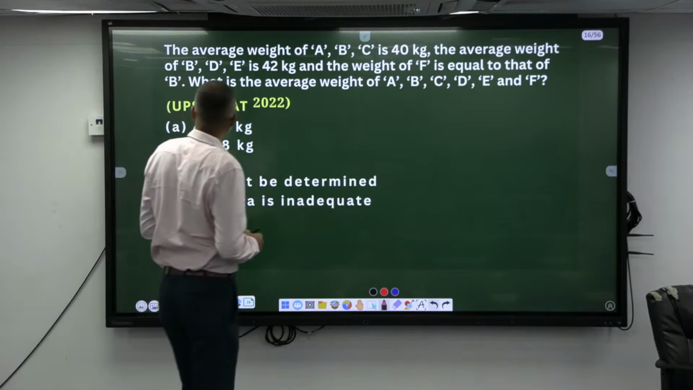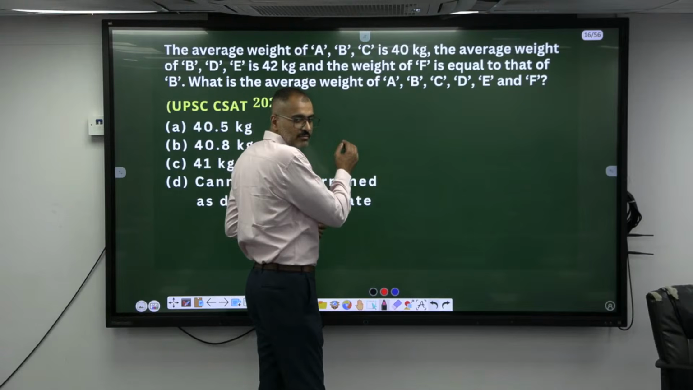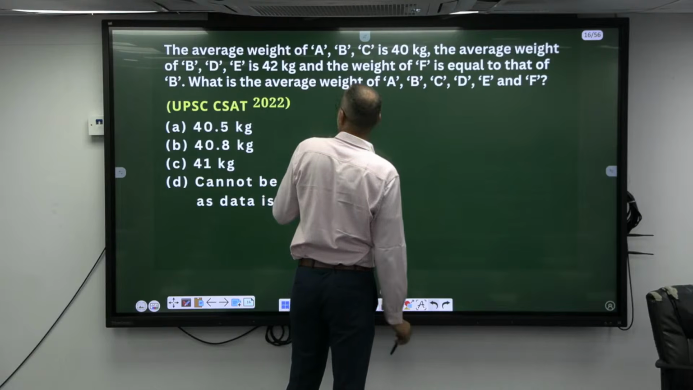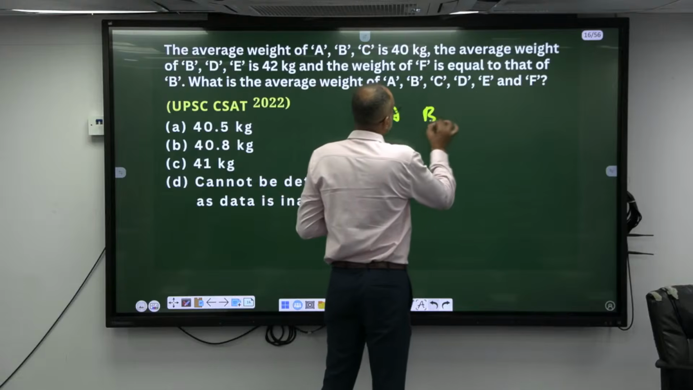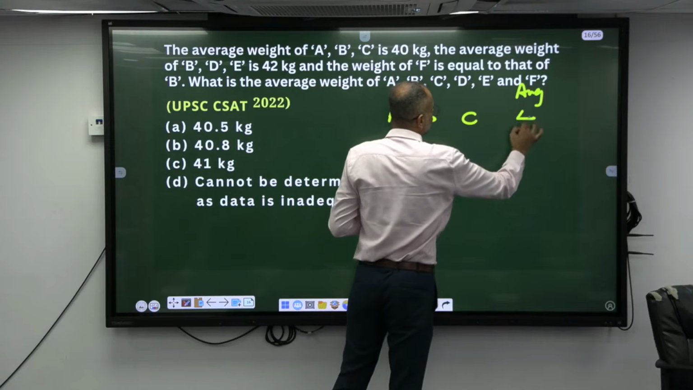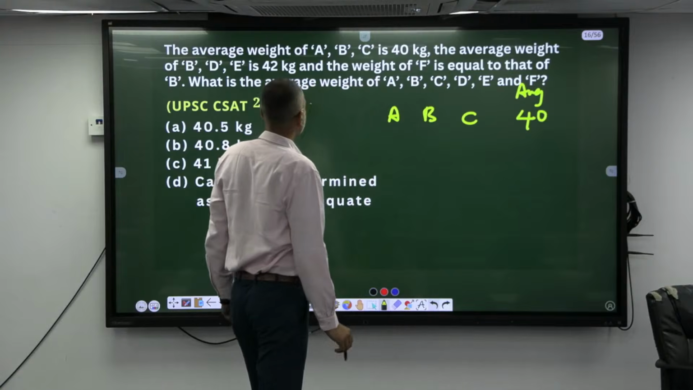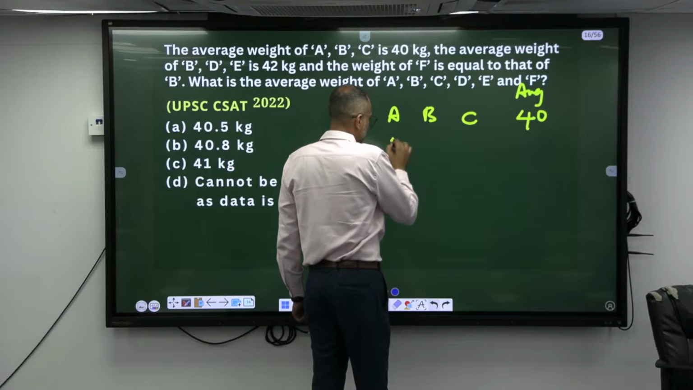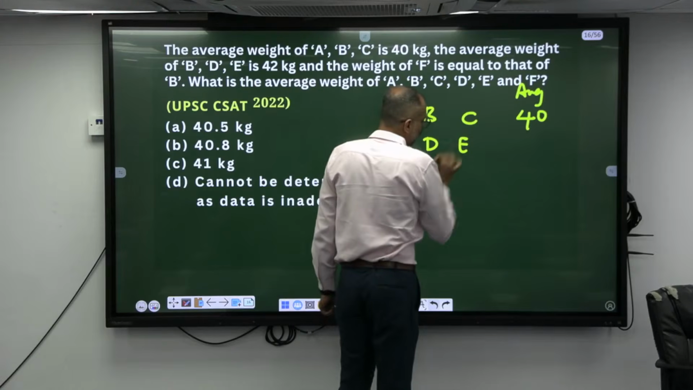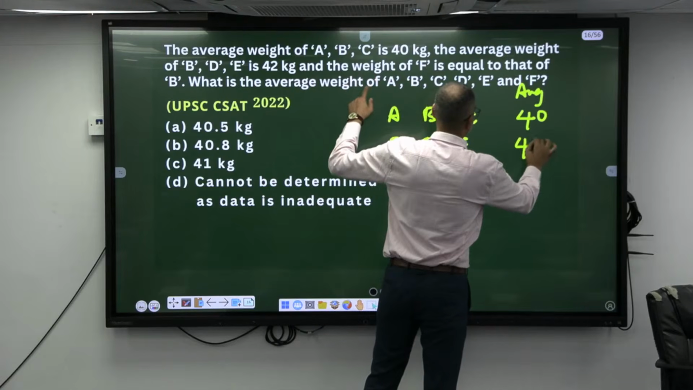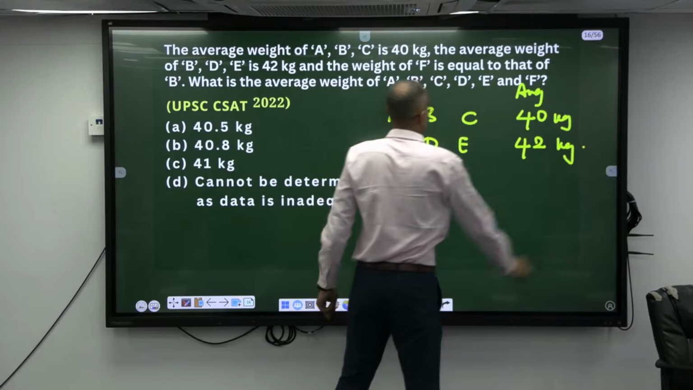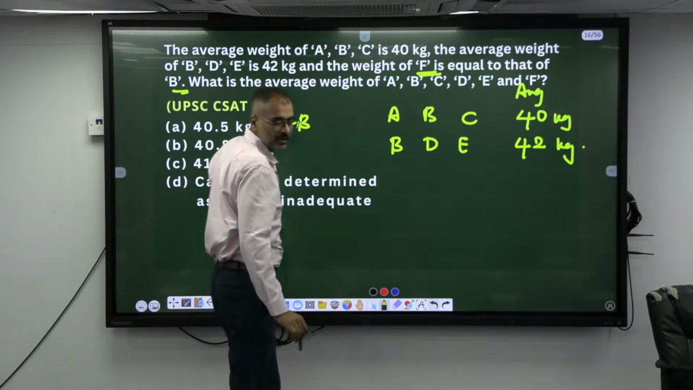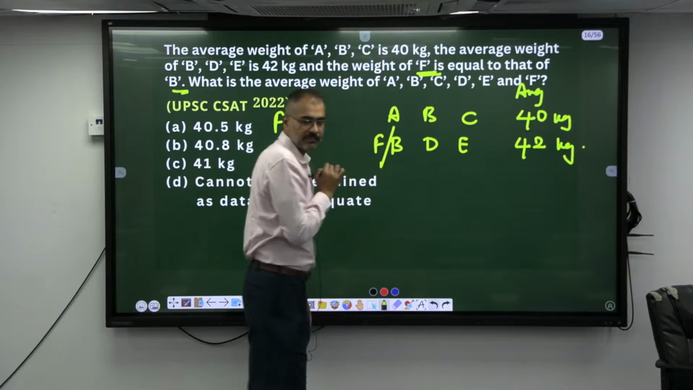Basic calculation ಏನಾದ್ರು ಮಾಡಬೇಕಷ್ಟೇ. ಏನು ಹೇಳಿ ಮೇಡಮ್? Help me with the data. Ratio ಅಂತ ಹೇಳಿದನಾ? The average weight of ABC is how much? 40. Then the average weight of BDE, okay, B, D and E is how much? 42 kg. And also he says F is equal to that of B. So F and B are one and the same only, right? So rather I can write B or else F, okay.